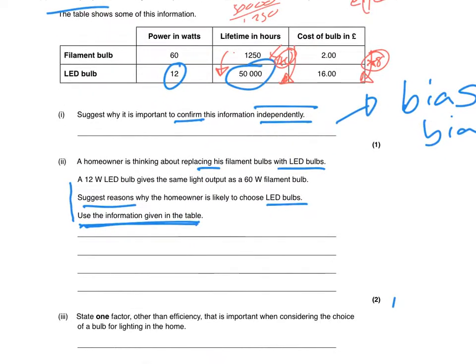Other thing you could have done was say, well, actually, I need 40 bulbs, so that would actually cost me 2 times 40. It would cost me £80 for the filament bulb, whereas the LED bulb obviously will only cost me 1.